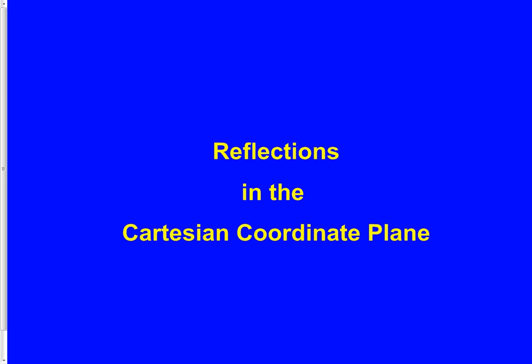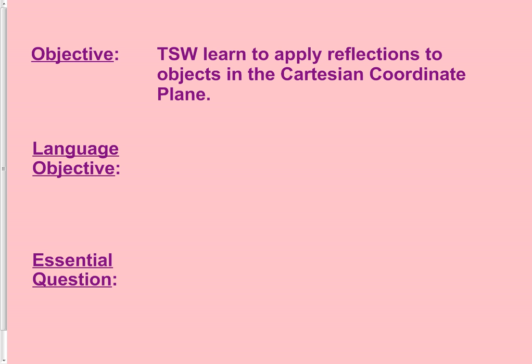Let's have a look at our objectives for the day. Our stated objective is to learn to apply reflections to objects in the Cartesian coordinate plane. Now what you're going to see today is that it's not nearly as easy as the translations were. There's a little bit of a procedure that we're going to have to adopt and adapt to. And unfortunately, this is kind of a conditional procedure, meaning in some cases we will do one thing, and in some cases we will do a different thing, depending on what's happening in the graph before the reflection occurs.